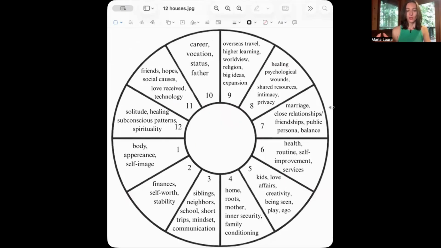So if we are looking at the theme for the 11th house here, again, we start at the rising sign. These are the houses. We go around all the way until we find the 11th house. So anything that has to do with friends, hopes, social causes, that person's ability to receive love and feel worthy of love, and modern technology, such as the internet, are going to be a theme.